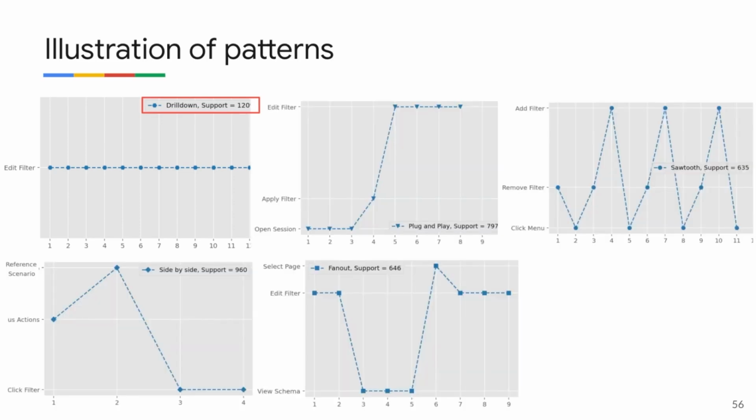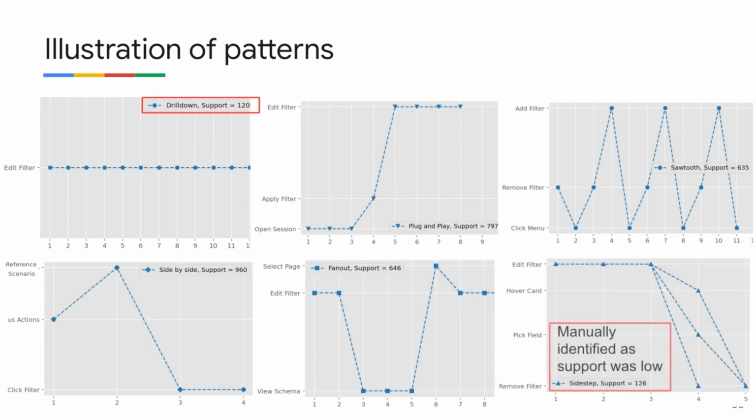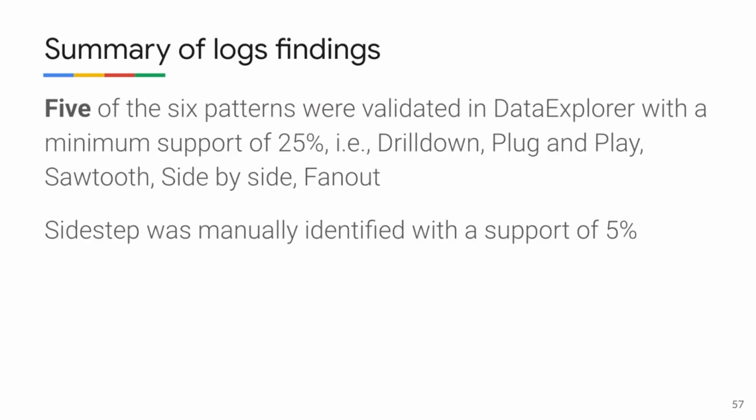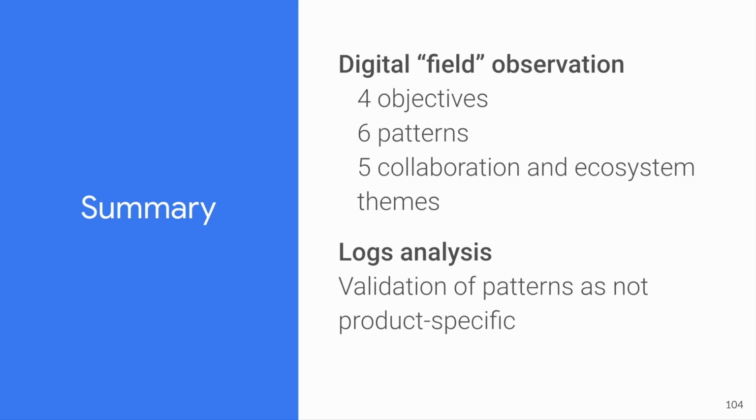We also found other 4 patterns by the algorithm, including plug and play, sawtooth, side-by-side, and fan-out. However, sidestep was manually identified as its support was low. As a summary, we found that 5 of the 6 patterns were validated, while sidestep was manually identified. We described a field observation of 9 Google employees from 8 different teams doing their analyses in PowerDrill to identify 4 objectives, 6 recurring patterns, and 5 emergent themes. We also described an analysis of Data Explorer logs to validate that the patterns we found weren't product-specific.